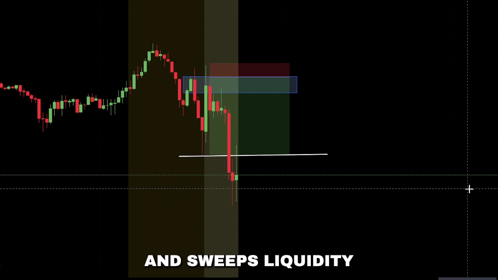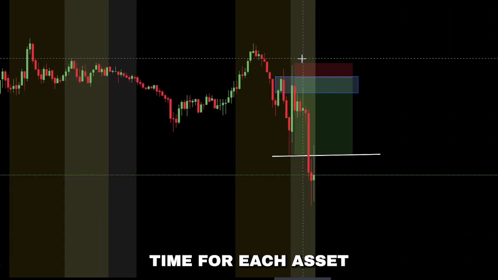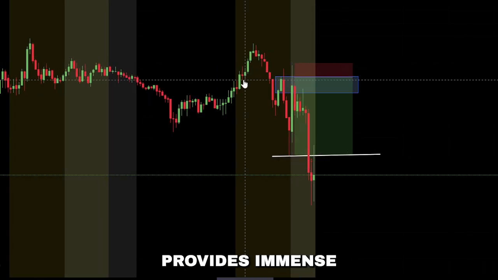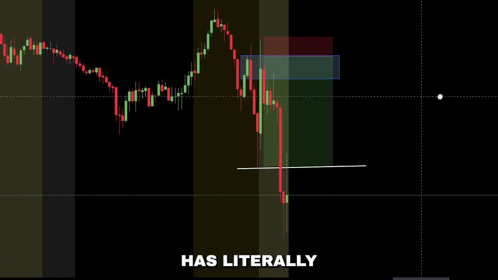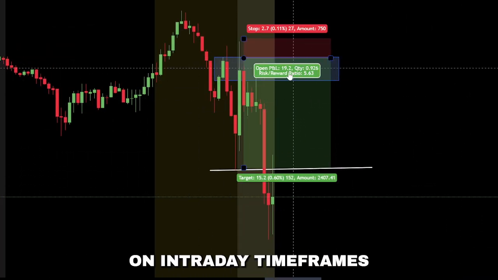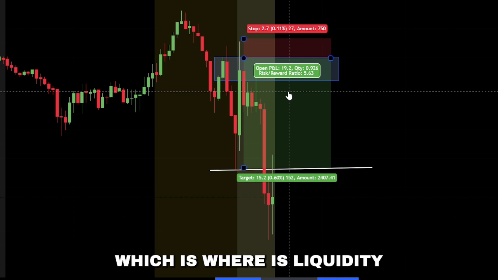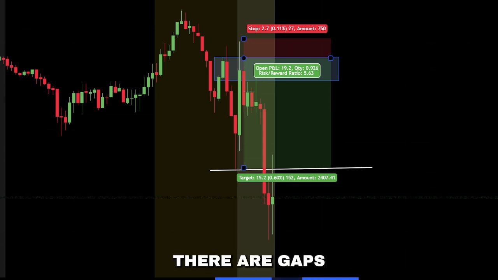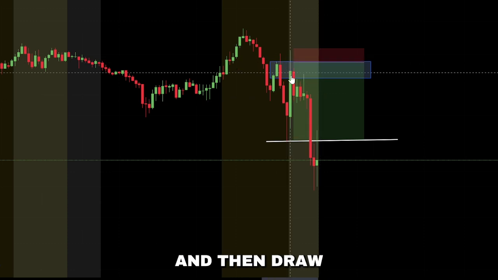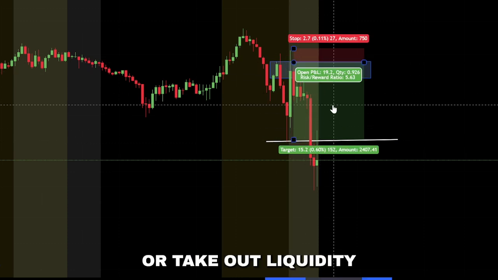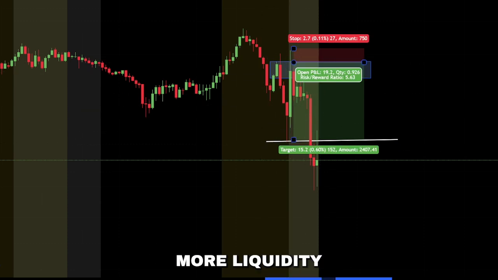and sweeps liquidity. The opening time for each asset provides immense volatility, and price literally has one objective on intraday time frames, which is where's liquidity sitting at, where are gaps to be filled at. Price will literally fill in a gap and then draw towards liquidity, or take out liquidity and draw towards more liquidity.